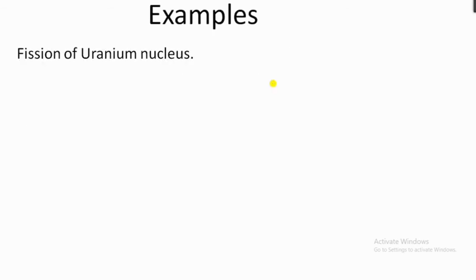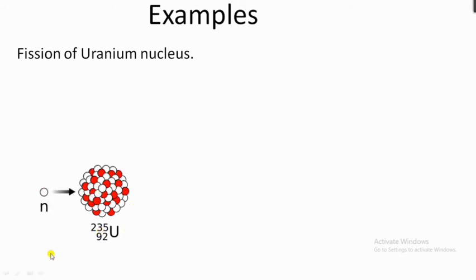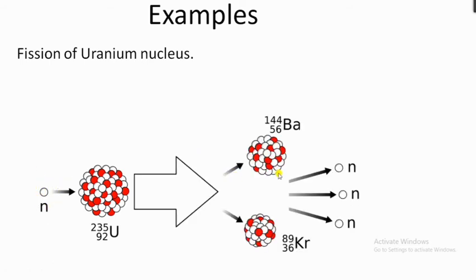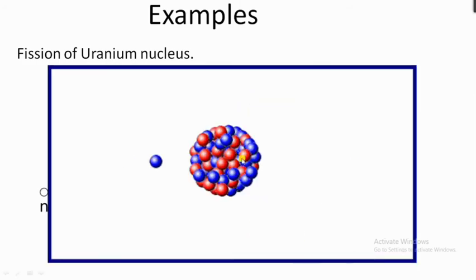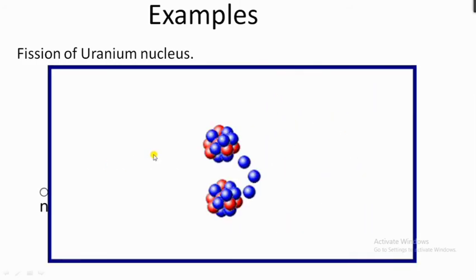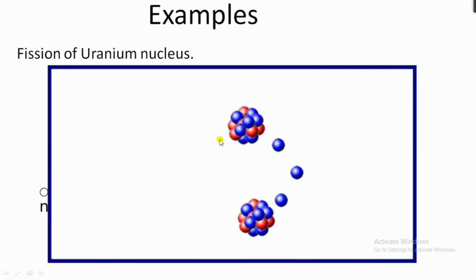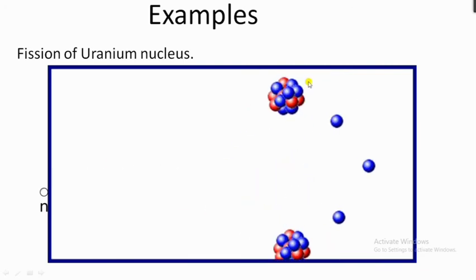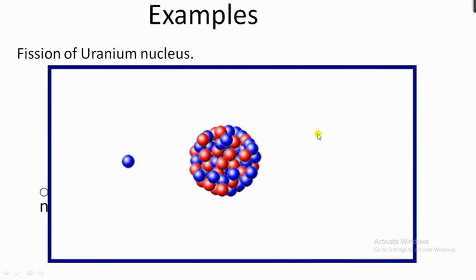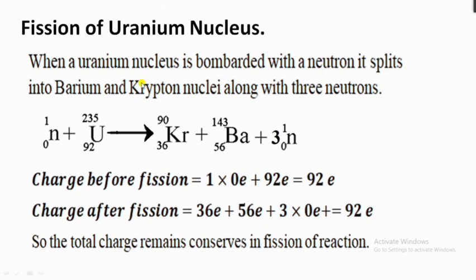Now the next example is fission of uranium nucleus. When a uranium nucleus is bombarded with one neutron, it breaks into barium and krypton and 3 neutrons. It happens in this way. You can see one uranium is breaking into 2 smaller nuclei and 3 neutrons. So now see here.